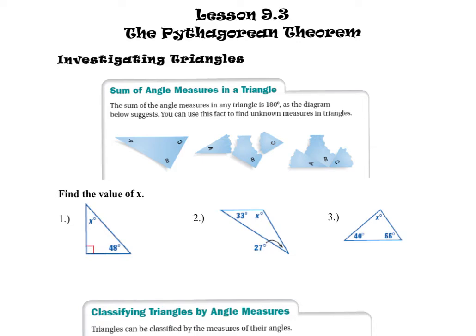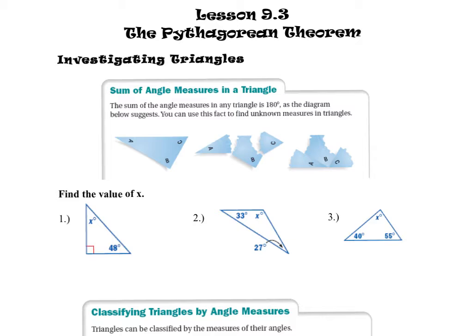Hey guys, today we are going to do lesson 9.3, which is going to be all about the Pythagorean theorem. Now the Pythagorean theorem has to do with triangles and specifically with right triangles. And so before we dive into the Pythagorean theorem, we are going to do a real quick review of triangles. Now, I'm going to go through this pretty quickly because I think a lot of this is review for you, but I just want to hit on a couple key points.